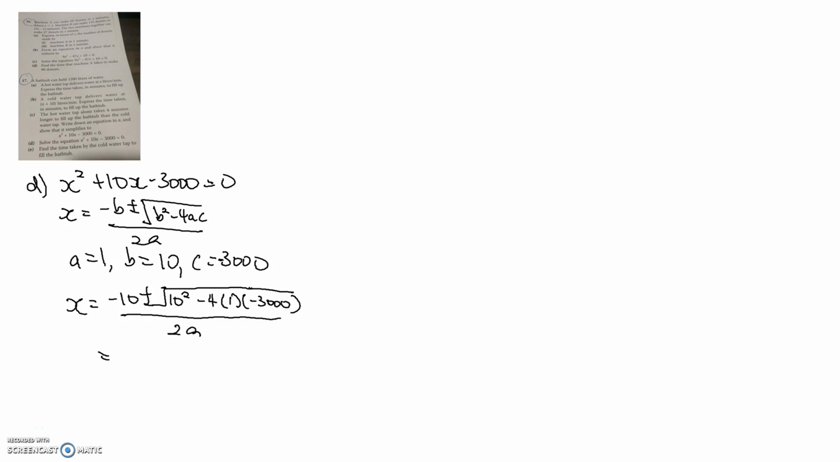You calculate all the way in, you get 50 or minus 60. For obvious reasons, we need to reject minus 60 because x refers to the number of liters per minute. So obviously it cannot be a negative number if we're looking at x per minute. So this is x equals to 50 in this case.